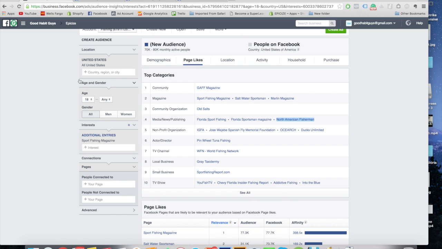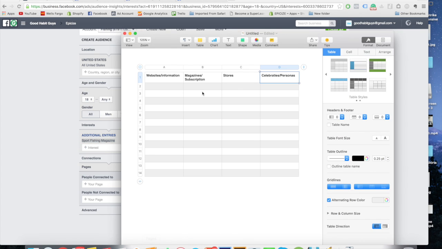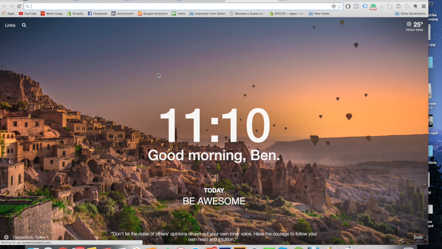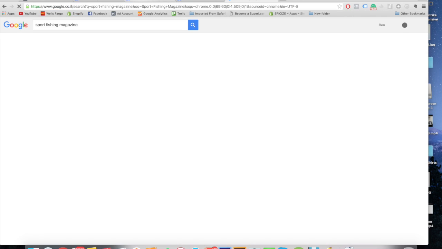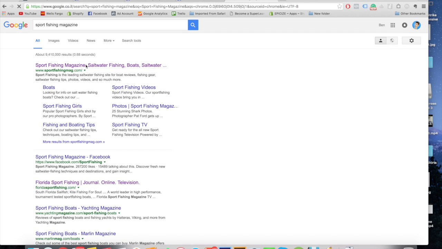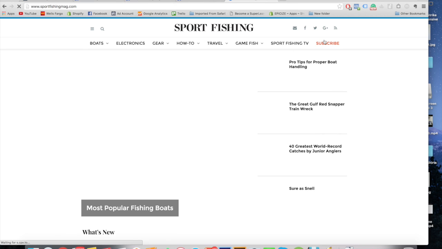So that's already something we're gonna write down. Sport Fishing magazine. So I'm gonna copy that and I'm gonna put it under the magazine subscription. Now there is a difference between just a magazine and a magazine subscription. So we're gonna check if this is an actual subscription service. So we're just gonna do a quick Google search of their website and see what we can find. Sport fishing, fishing modes. Okay, let's see what happens when I do subscribe.